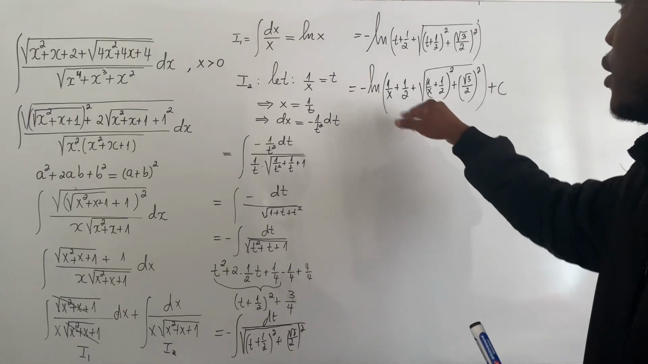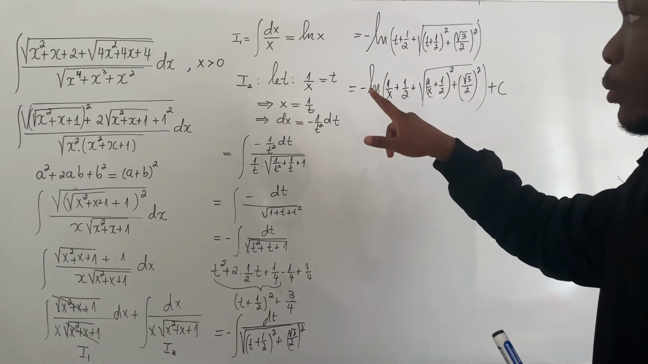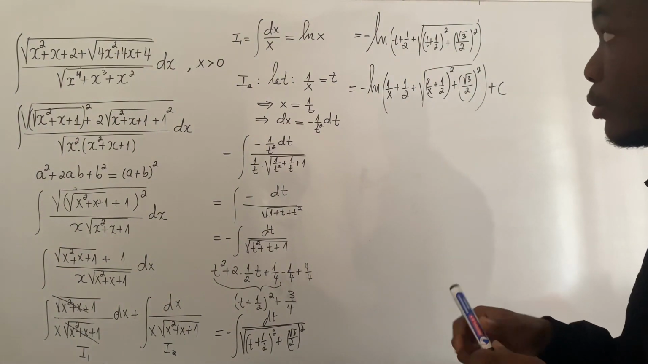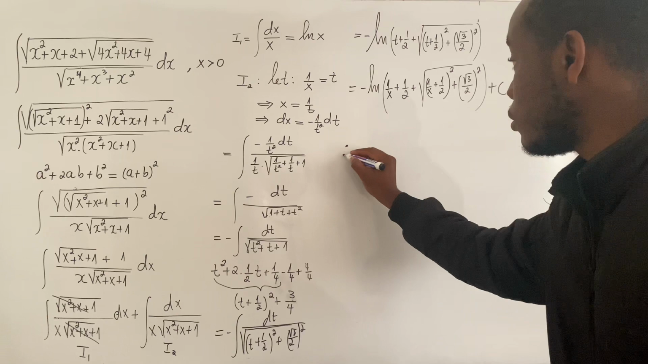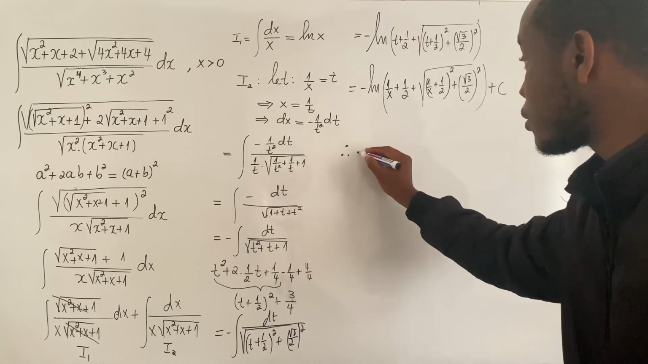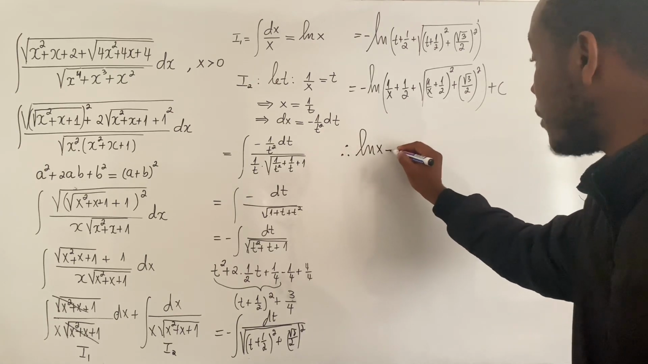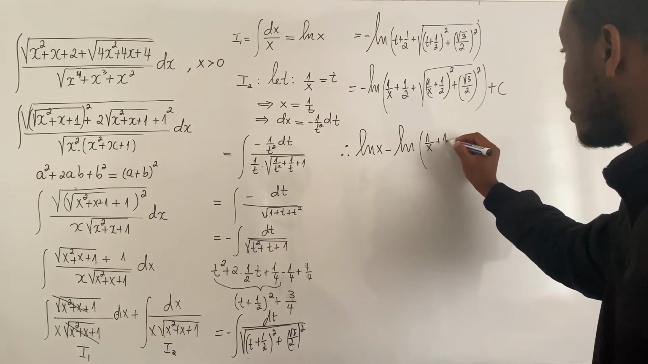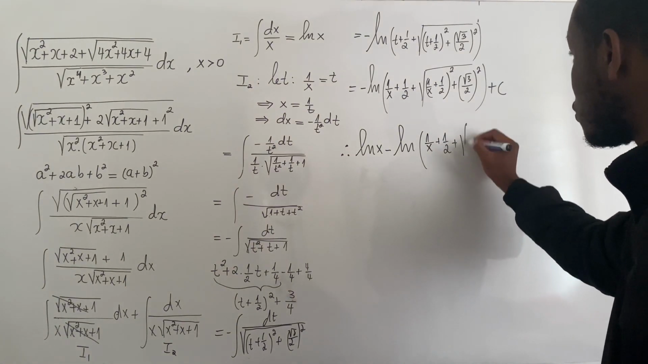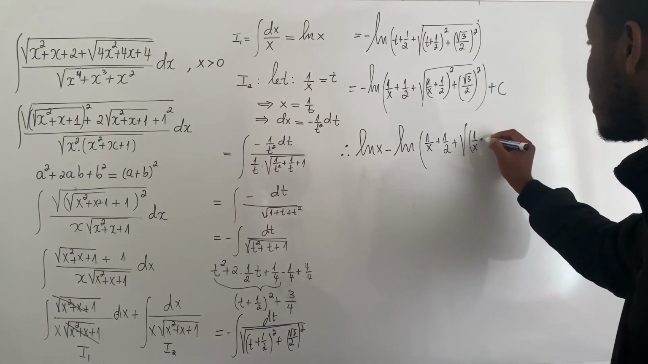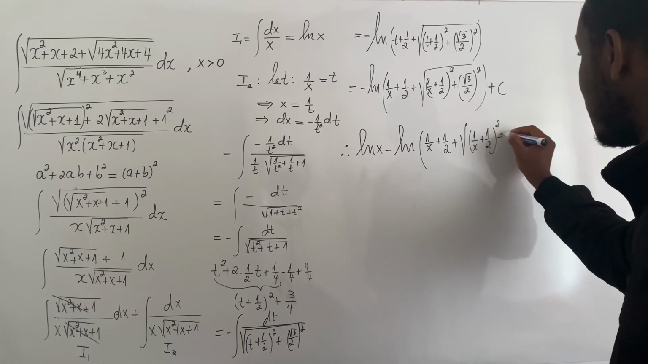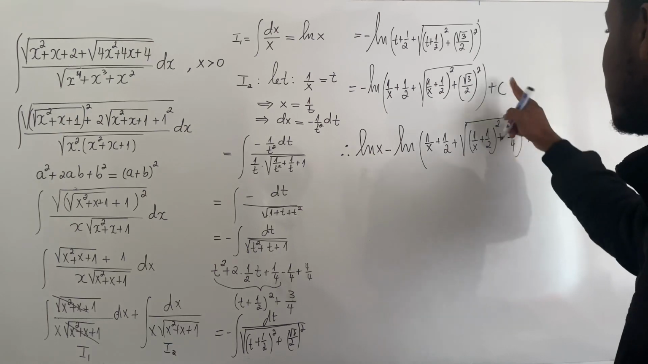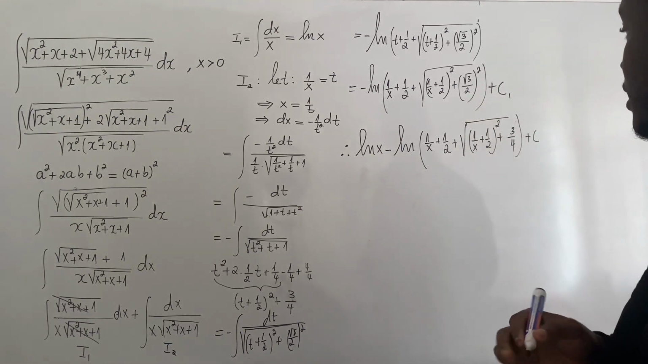Now if we check, this is the solution for integral 2. Now the final solution has to be integral 1 plus integral 2. So the final solution will be integral 1, which is ln x, minus ln of this expression, 1 over x plus 1 over 2 plus the square root of 1 over x plus 1 over 2 squared plus, this can just be 3 over 4. It's not a problem. Plus c. I can call it just c1 or plus c.